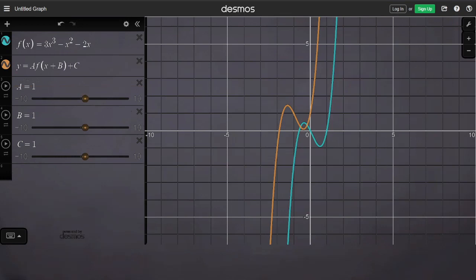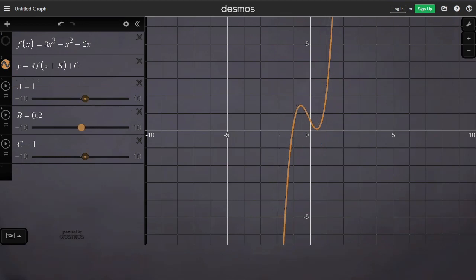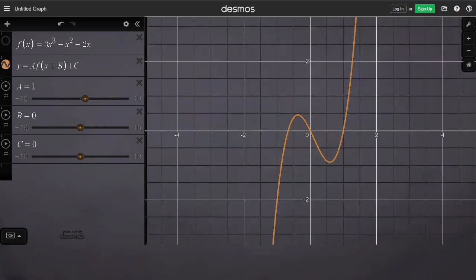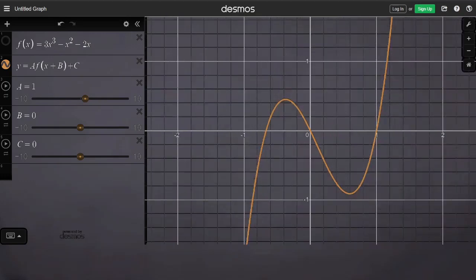I can deselect this icon right next to the original f of x to get that blue curve out of the way so that we're only looking at the transformation. And I can play around dragging the slider to get b and c both 0. And you can see if I plug in a equals 1, b equals 0, and c equals 0 into that equation, I have the original function. I'm also going to go ahead and zoom in a little bit so that we can get a little bit more detail out of this graph.